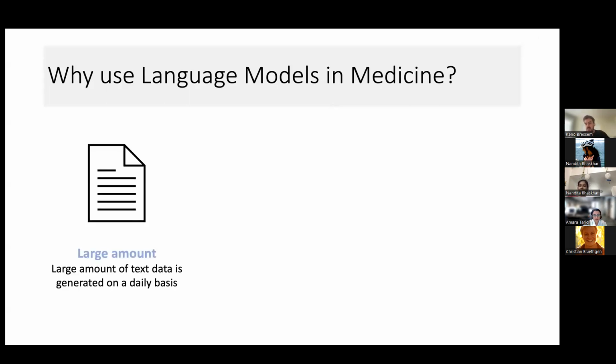So as a radiologist, for example, I produce a lot of text data on a daily basis. Every report I do is written down. And that's not only true for me as a radiologist, it's true for every medical specialty. So if you talk to a patient, you usually write it down. If you perform an examination, write it down. And we create all that information, huge amounts on a daily basis.